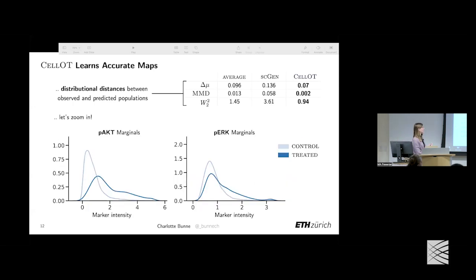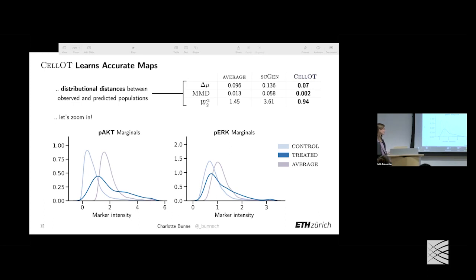And if we zoom into two features out of the like 60 features we have in this particular data set, we have, for example, for PAKT and PERK, the marginals of the control population and then the treated population. And what we would like to learn is a method which shifts this light blue curve into the dark blue curve. So the average, as you can see, really fits the average.